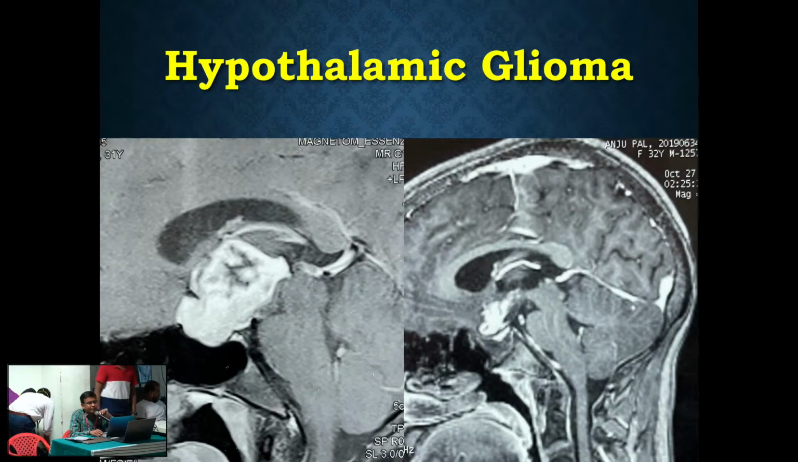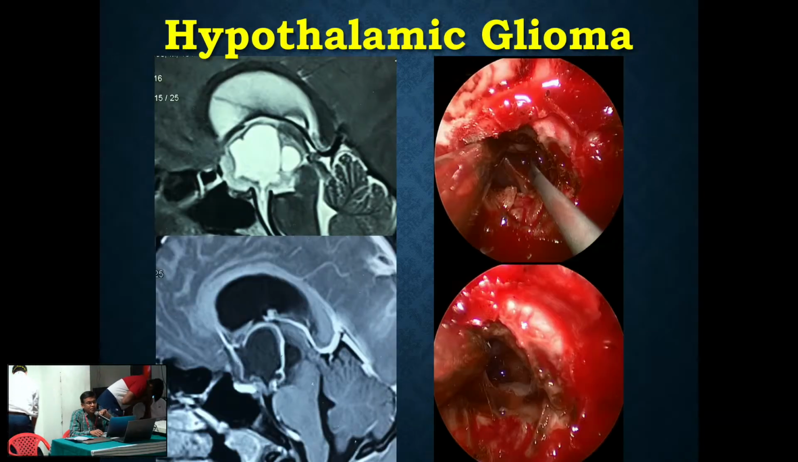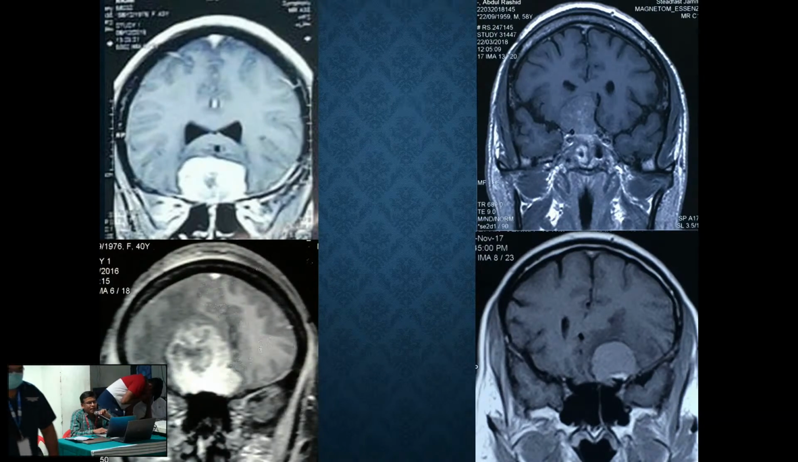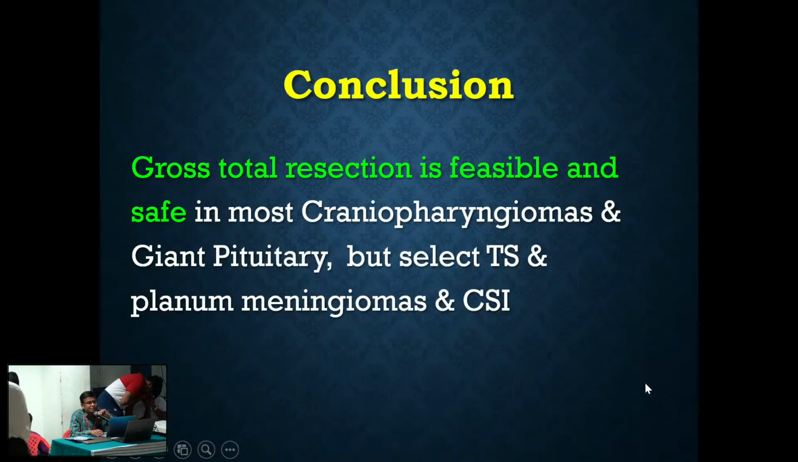You have to just take a biopsy and then give radiotherapy. You should not be aggressive in these tumors. This is one thing where you have to be very conservative. And in meningiomas, when it is going lateral with a dural tail, you cannot do an endonasal approach, and you have to choose a transcranial approach. So for most craniopharyngiomas, giant pituitary tumors, and select planum meningiomas and tuberculum, gross total resection is feasible. Thank you.